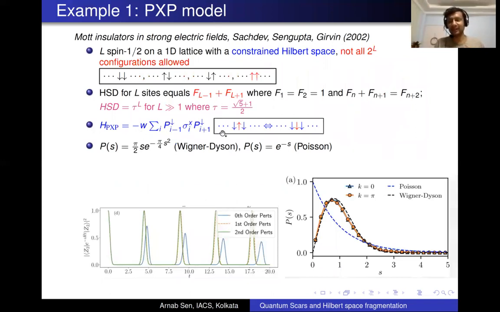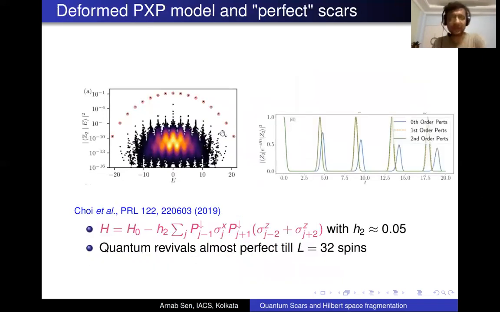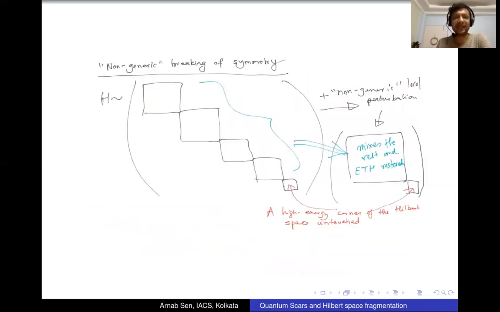Now you can even add a small perturbation to this Hamiltonian. This H0 is the original PXP Hamiltonian, and then you can actually make these revivals perfect, but I won't go into that. So here I'll just give you the two-slide general picture. This is a highly idealized picture. This is not what is happening in the PXP model, but this is close to what is happening in the PXP model.